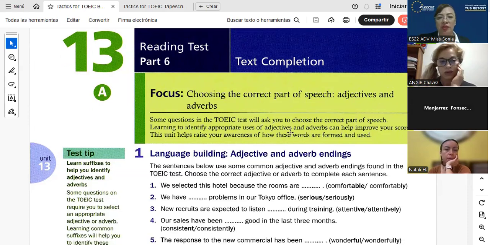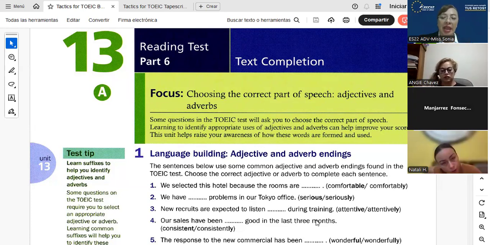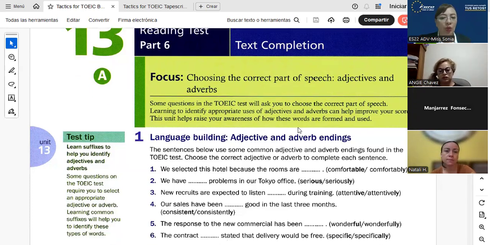So some questions are especially about these parts of speech: if it is a noun, a verb, an adjective, an adverb, etc. We have already checked nouns and adjectives, but now adjectives and adverbs. Okay, the test tip, please.